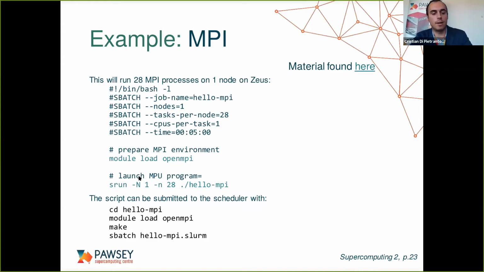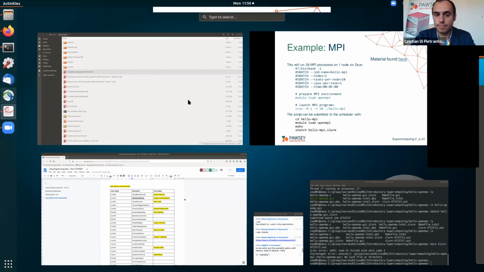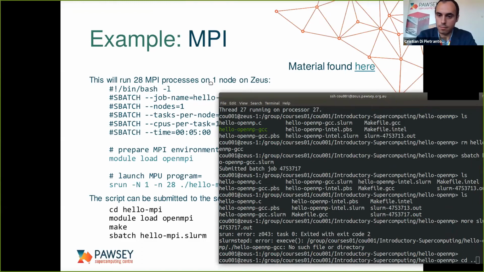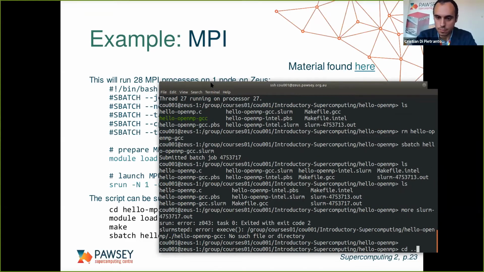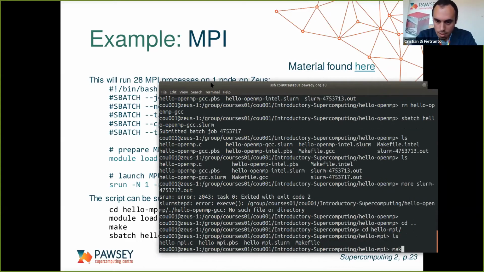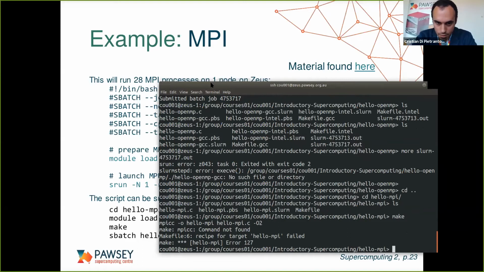Again, we need to compile the software. Oops, move again. LOMPI. Make. Of course, there is this error because I've typed make, but what it says is MPI CC not found. It cannot find the compiler for MPI. This is because we didn't load the OpenMPI module.